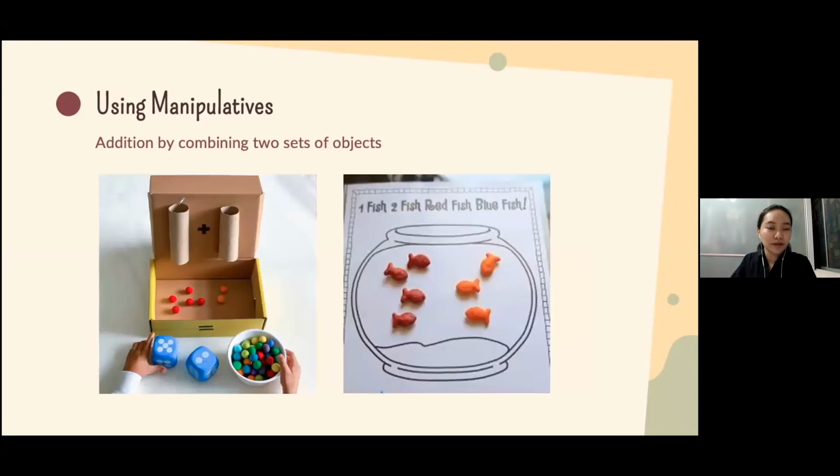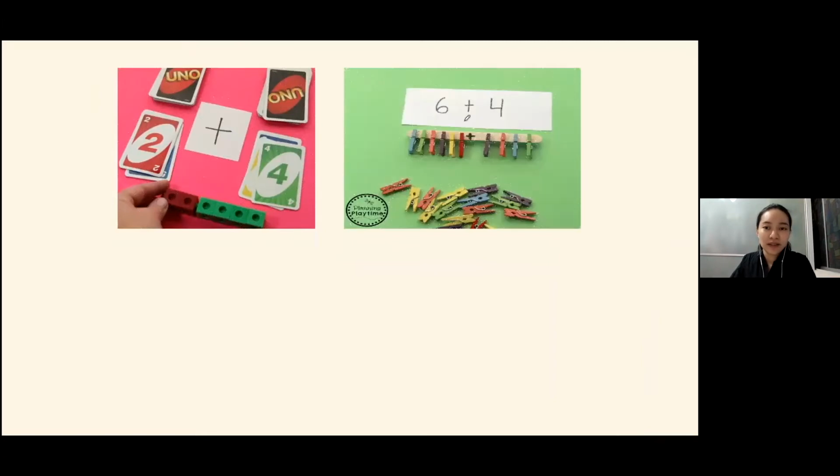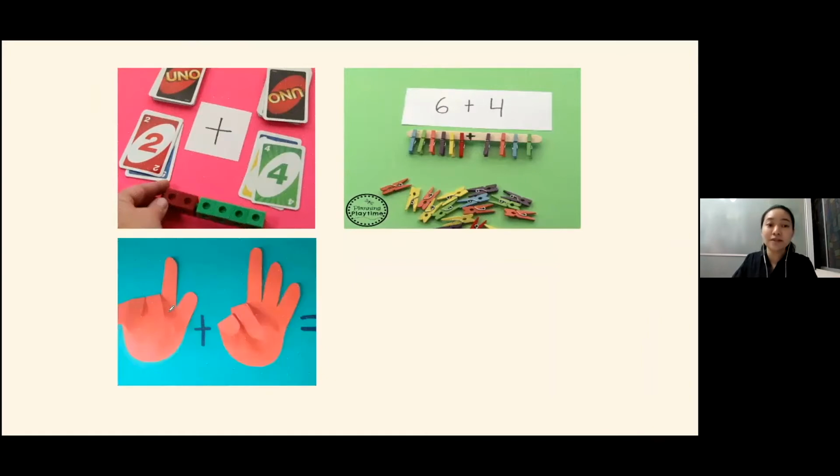You can also use this kind of activity, so the kid can move around. And you can also use Uno cards to make it more fun, and also fingers. When you are teaching using fingers, please limit to 5 and 5. So you have like 2 plus 2, 3 plus 1, like that. Okay. Avoid numbers like 6 plus 4.